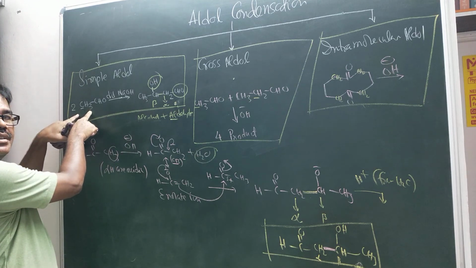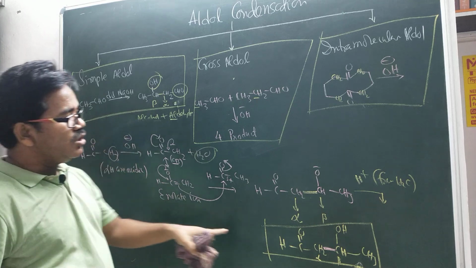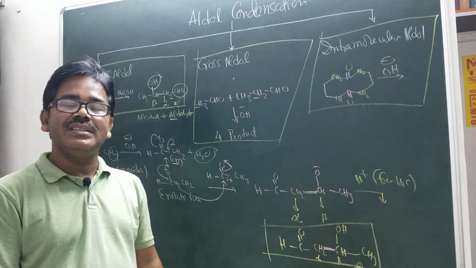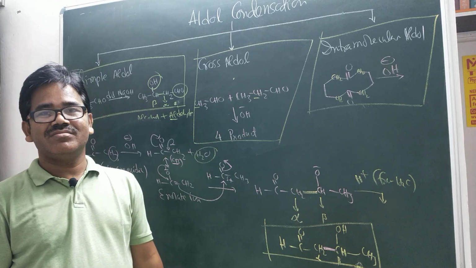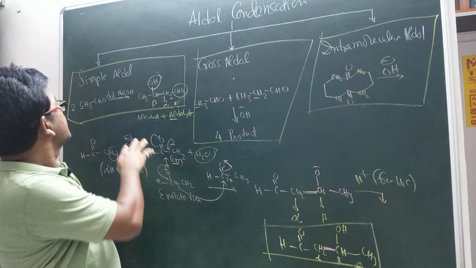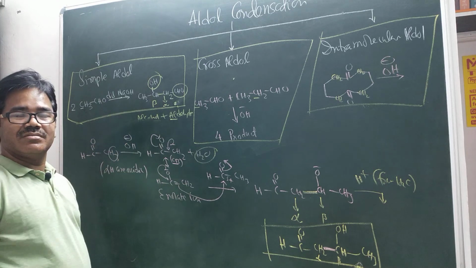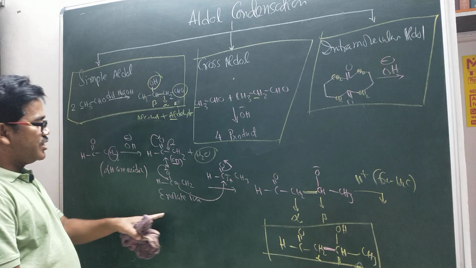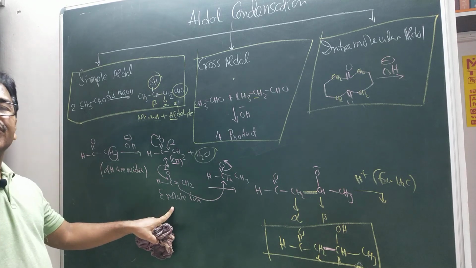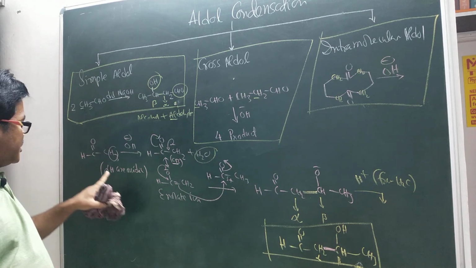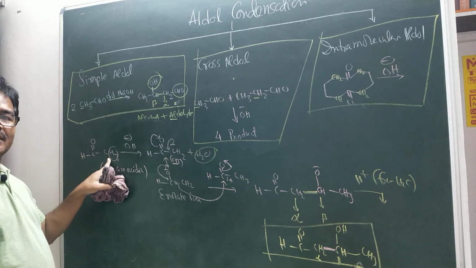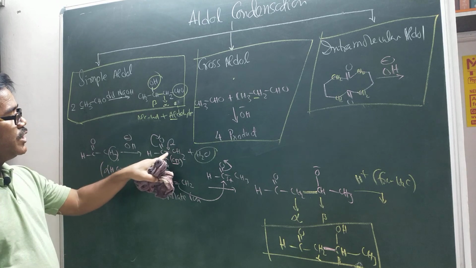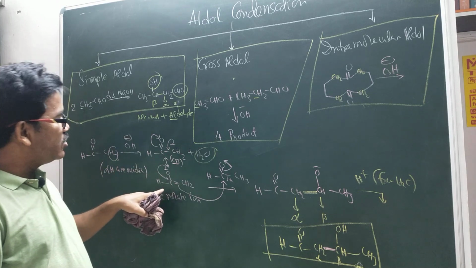Two molecules were there on the reactant side, but there is only one product. Both get condensed, both get combined. That's why it's called condensation. This is called your simple aldol condensation. Clear? Reaction takes place through enolate ion formation. First step, loss of alpha hydrogen with base, because alpha hydrogen is acidic. The conjugate base is resonance stabilized to form the enolate ion.